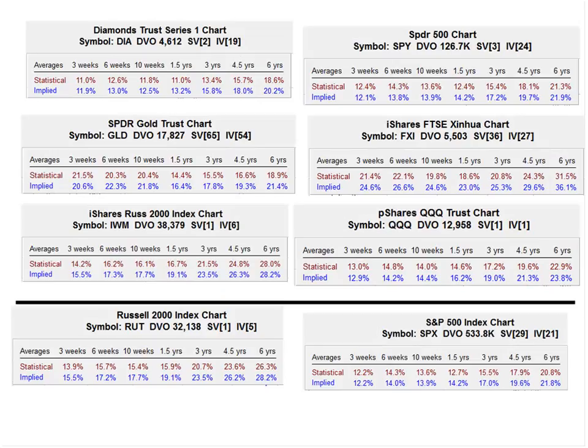Here are the top 6. I drew a line here. Below I added a few. But here's the diamonds I just showed you. Let's look at GLD. Chronically overvalued, yeah. Look at the Russell IWM.